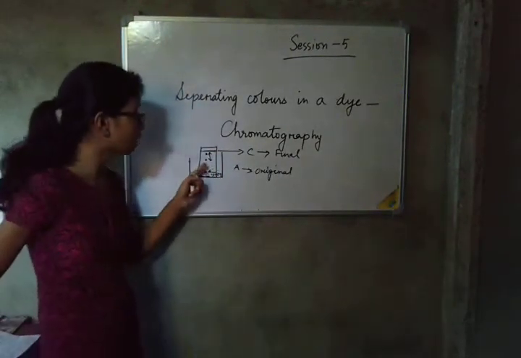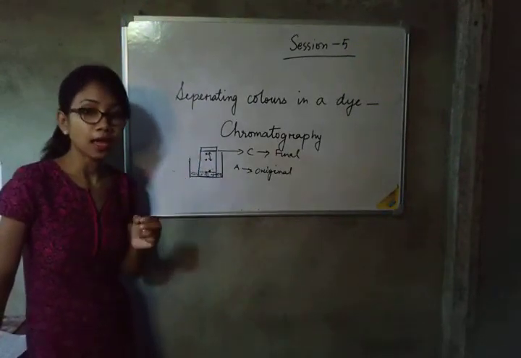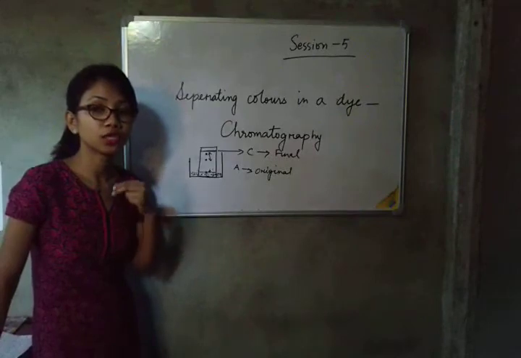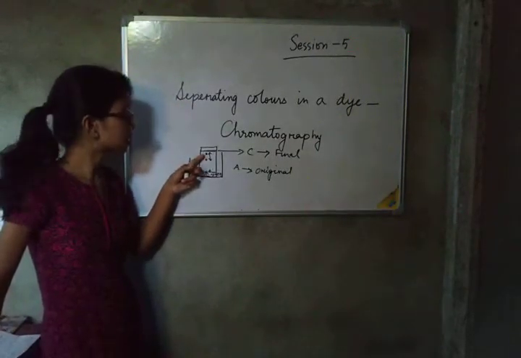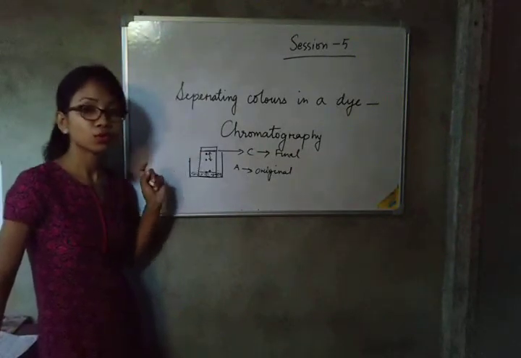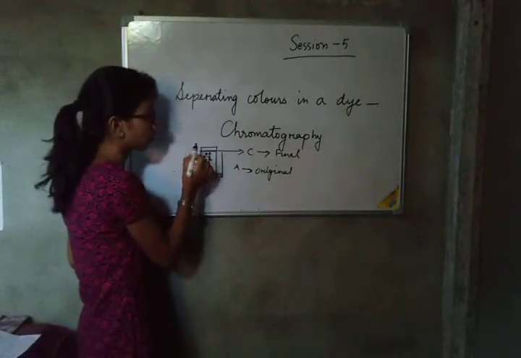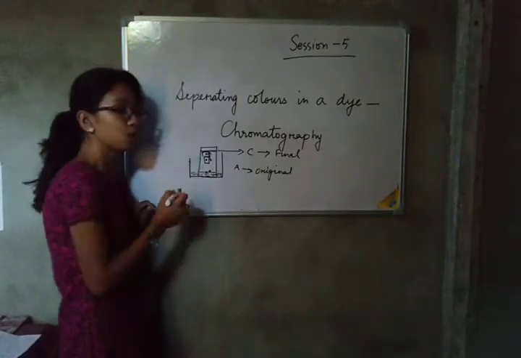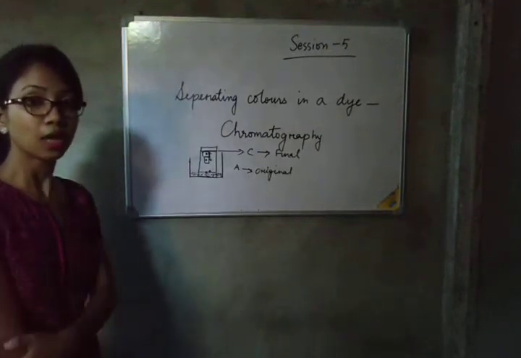From here we can find out that the component of the dye which is more soluble in the water is carried away faster and is present above, and the less soluble one is present below. So we can separate it now. Whenever required, the needed color can be cut out from this filter paper in this way, and we can separate the different colors present in the dye. So this is how we can separate colors in a dye.